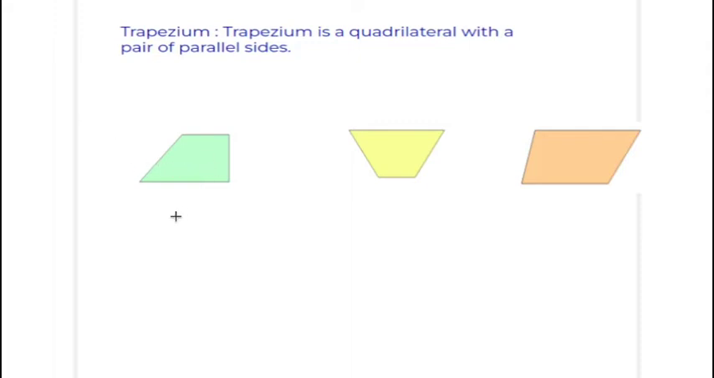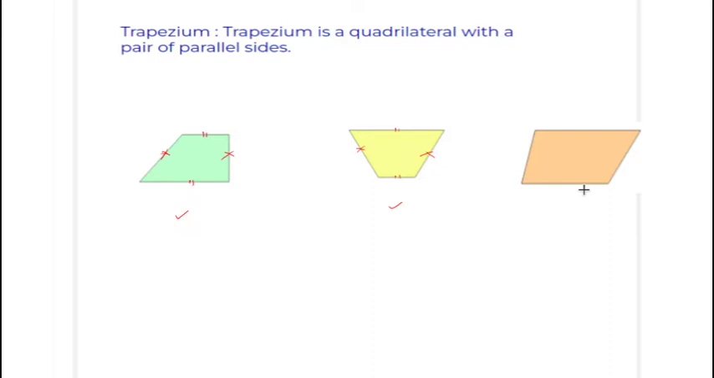Now see, in the first figure, this line and this line, these two lines are parallel. But see, the other two lines are not parallel. These types of quadrilaterals are called trapezium. Now see, one more example of a trapezium: a pair of opposite lines should be parallel. See, these two lines are parallel. Again, these two lines are not parallel. So these types of figures are called trapezium.